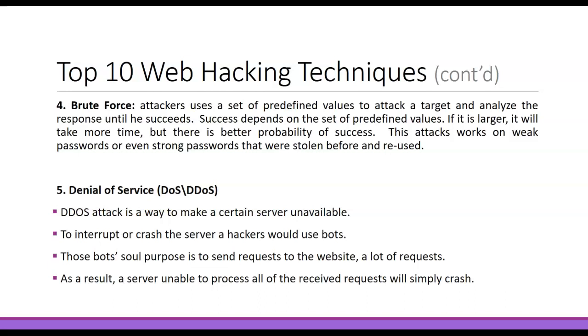Okay, this was the fourth attack, or the fourth hacking technique. The fifth one is denial of service or distributed denial of service. Distributed denial of service is a way to make a certain server unavailable. If you remember confidentiality, here it attacks the availability of the website. Okay, it wants the website to be unavailable. When the user wants to access it, the attackers want the web server not to be accessible by users.